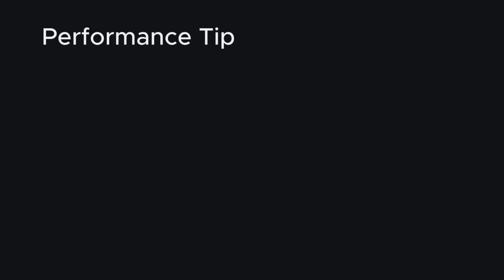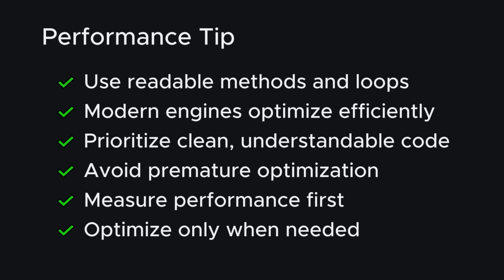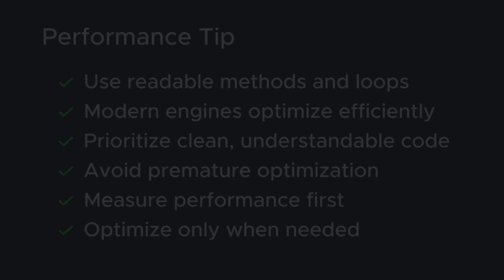Here's a small engineering tip. Methods like find, filter, and loops are easy to read and are highly optimized by modern JavaScript engines. For most applications, writing clean and understandable code is far more important than trying to optimize too early. Measure performance first, then optimize only if it's actually needed.